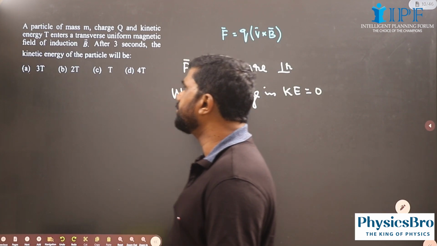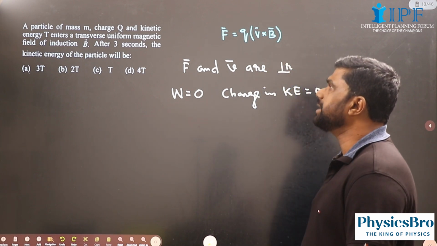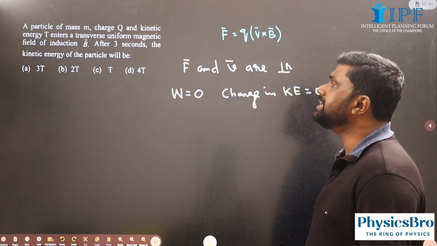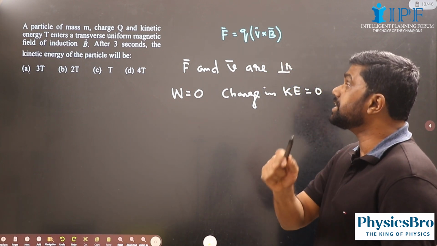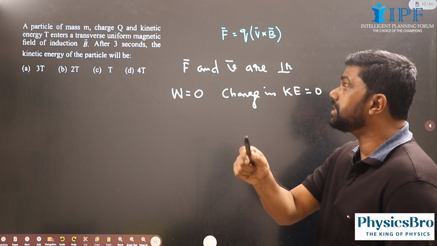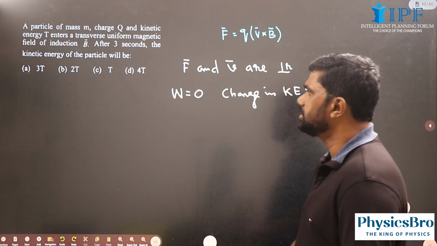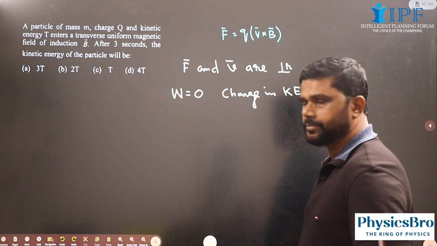Now let's see what we have next. A particle of mass m and charge capital Q and kinetic energy capital T enters a transverse uniform magnetic field of induction B. After 3 seconds, the kinetic energy of the particle will be.